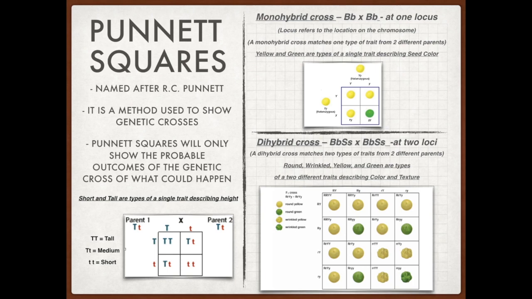But if you go down to the bottom where it says a dihybrid cross, it's actually crossing 2 traits, which are on 2 different loci, 2 different locations of the chromosome. So the 2 traits here are not just color, but texture. The color will be green and yellow, while the texture will be round, like smooth, versus wrinkled. And you can see that a dihybrid cross will not have 4 squares like the monohybrid cross, but it will have a total of 16 possible outcomes.